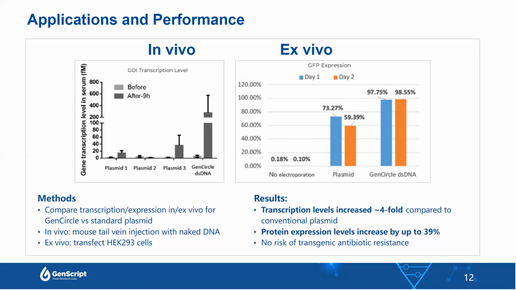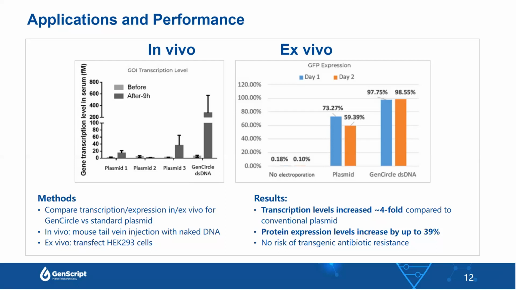For the applications of in vivo or ex vivo gene expression, the GenCircle also showed a superior performance compared to the traditional plasmid. It shows an increased transcription level. And the transcription level increased fourfold compared to the conventional plasmid.